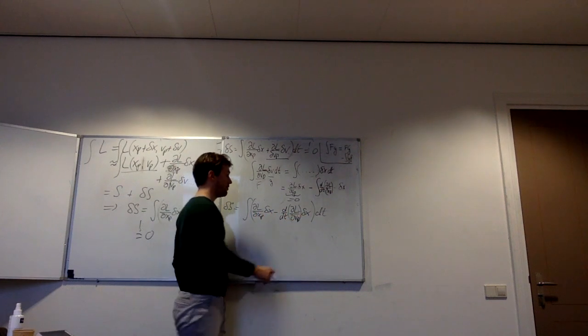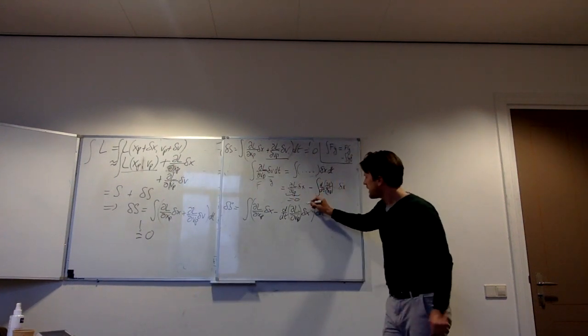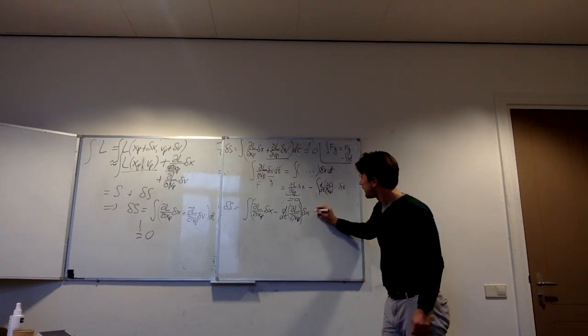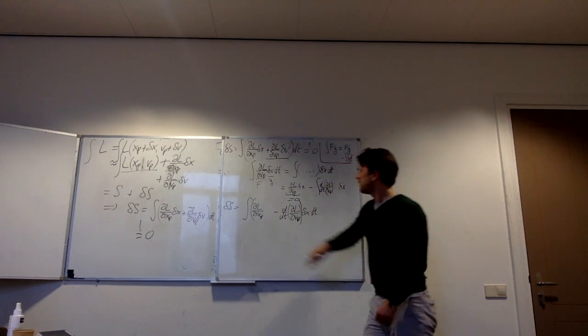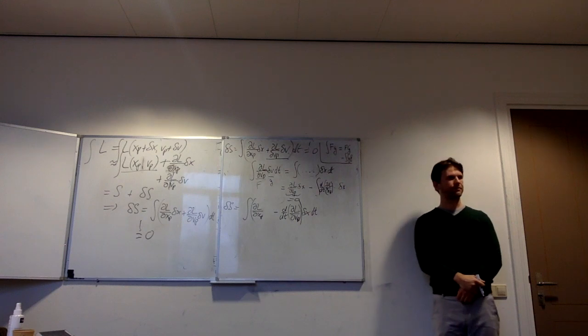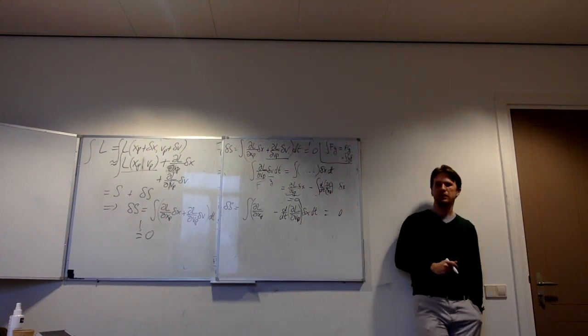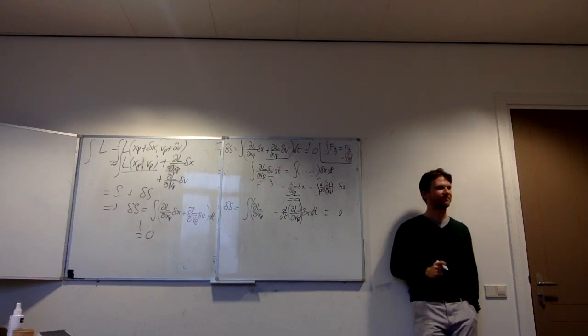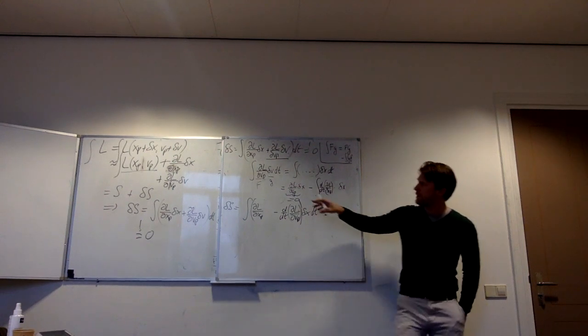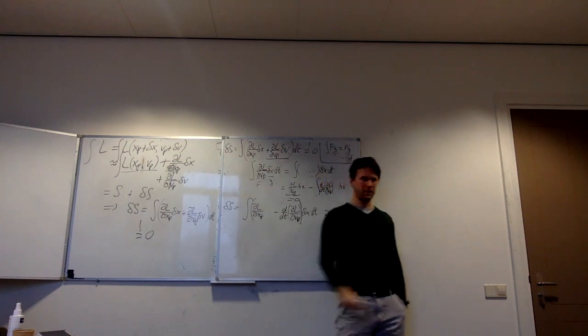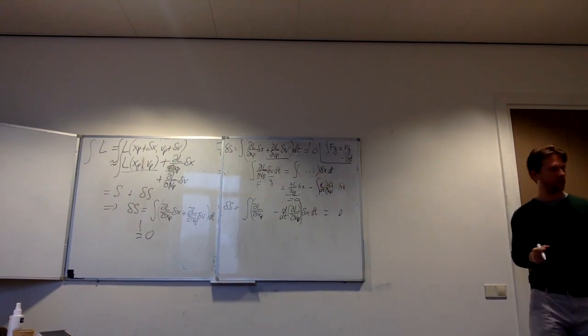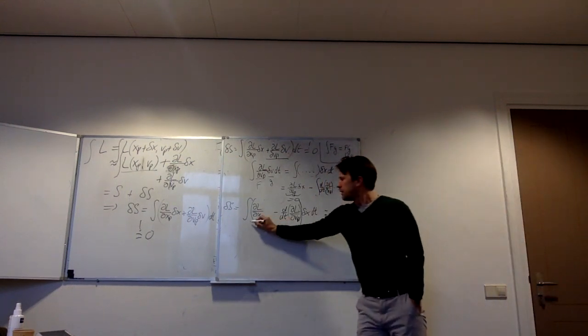Why? Because I can now take it out. And remember, this has to be 0. Now tell me one way that you can make this 0. It has to be 0 because then you get your maximum, your optimal path. The path that makes the integral 0 as well.